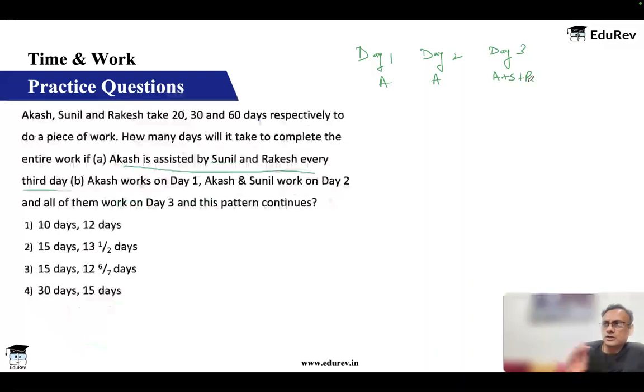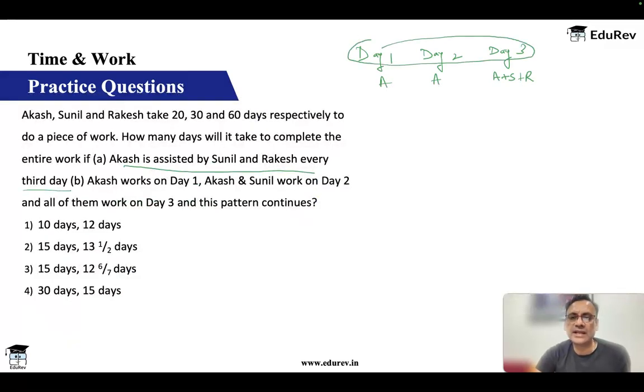This is the case. Now, in any such case where you do not see the same number of people working every day, so here day 1 is different, day 2 is different, day 3 is different, what we do is we try to aggregate and add the work done for the number of days after which the cycle starts repeating. For example, here, if I add the work done in all these 3 days, then day 4 will be same as day 1, day 5 will be same as day 2, and day 6 will be same as day 3.